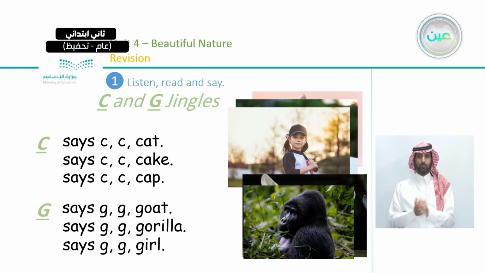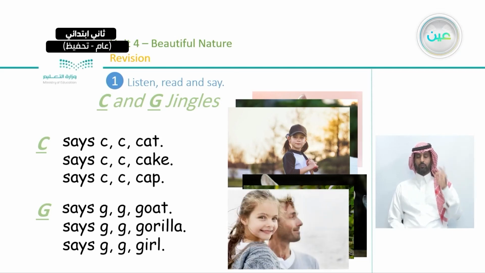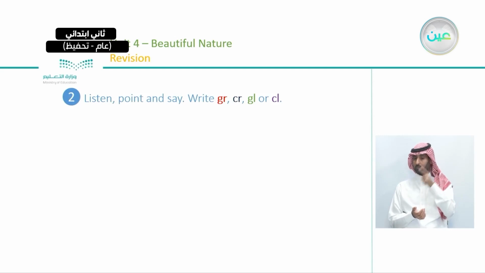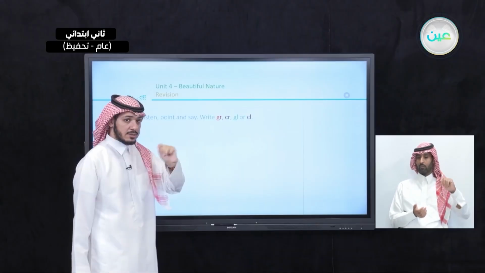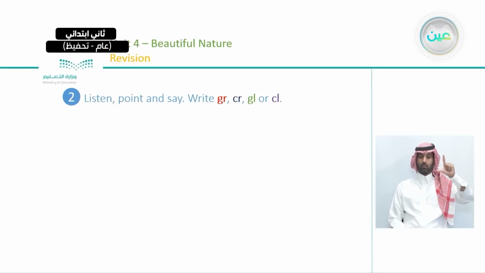Okay, G says G, G, girl. So this is the girl. Okay, she's with his father. So this is the girl. Girl. Excellent. Okay, now we have number two. Listen, point, and say. Write. GR, CR, GL, or CL.